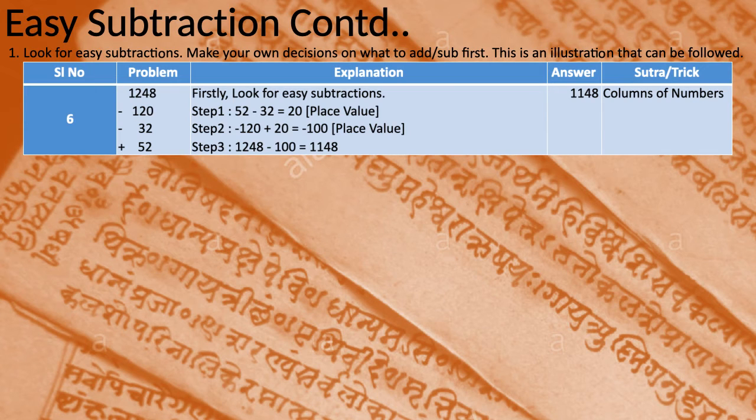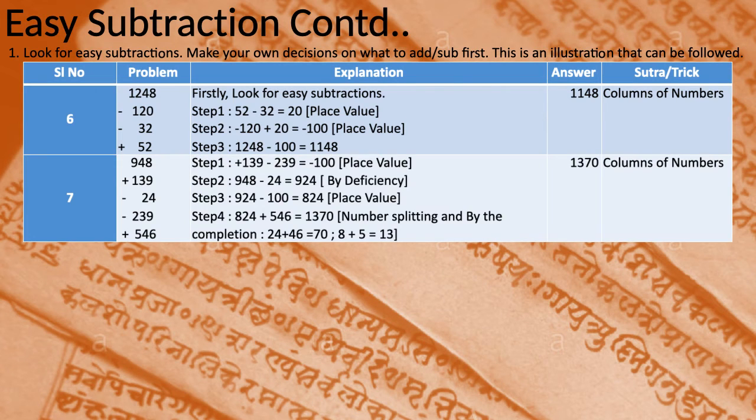Let's look at one more example where we can apply multiple tricks. 948 plus 139 minus 24 minus 239 plus 546. Now I have to scrutinize these numbers. Which one should I take first? If you see, there is a 39 and a 39, right? So what I can do is minus 239 plus 139.